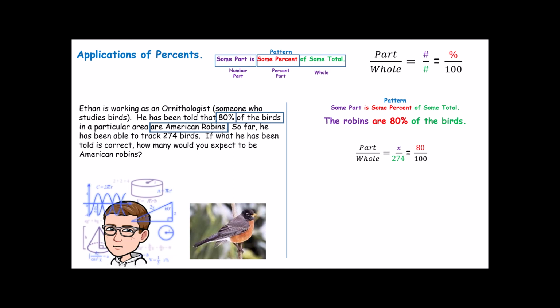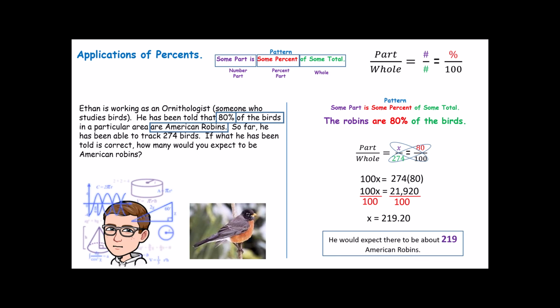And once we had it set up, we said the rest was pretty straightforward. We would just use the means extremes property to go through and calculate how many birds we would expect to be American robins. We said it was about 219. And we did several examples of this.